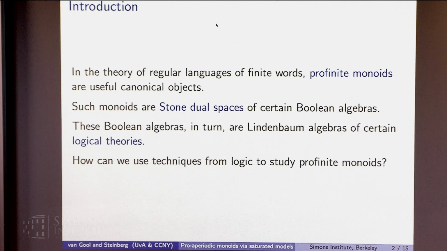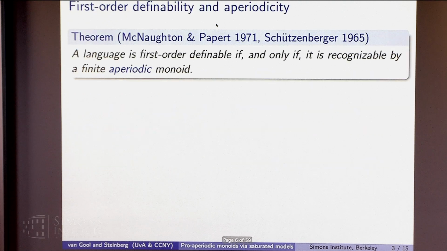But the question now is, if these pro-finite monoids are just spaces coming from logic, then we should be able to use logic to analyze those pro-finite monoids. And that's what we're starting to do here. In this talk, we'll just focus on first-order logic. I don't think that's a completely necessary restriction, but that's where we're most comfortable with doing model theory. So that's why we're doing first-order logic for now.